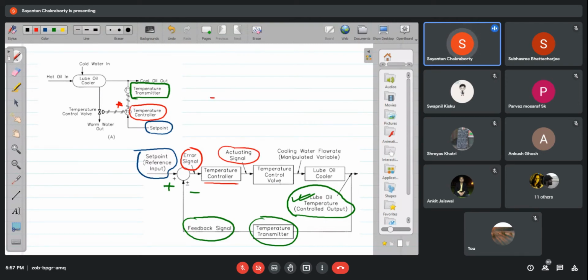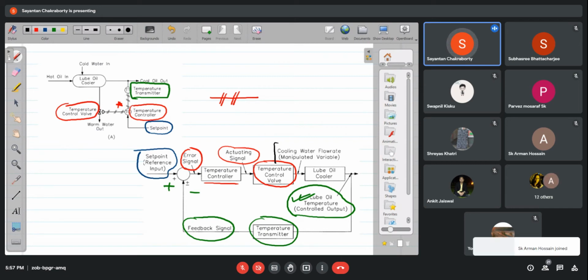This signal is drawn like this. This normally means a pneumatic signal. So the pneumatic signal will be given to this temperature control valve. This actuating signal will make the temperature control valve open or close. Correspondingly, depending upon whether you are opening or closing, the cooling water flow rate will be adjusted. So that becomes the manipulated variable, the variable that is manipulated.